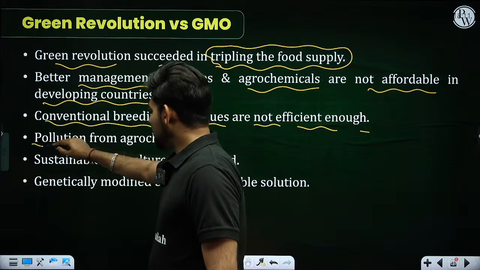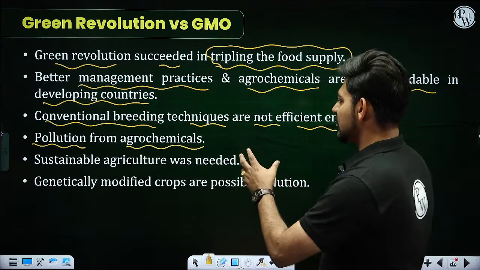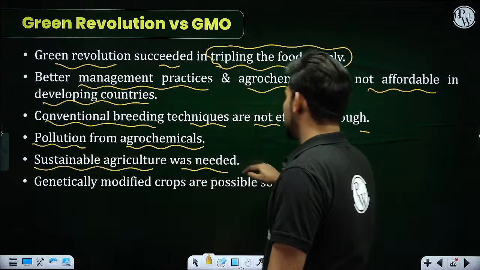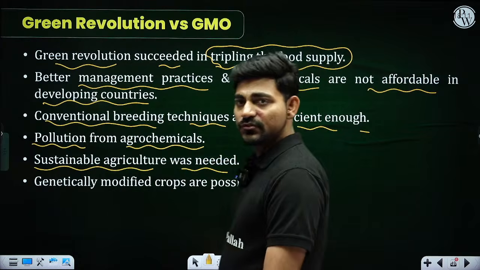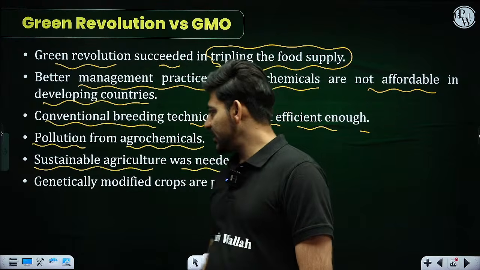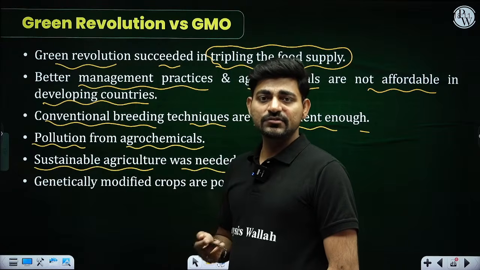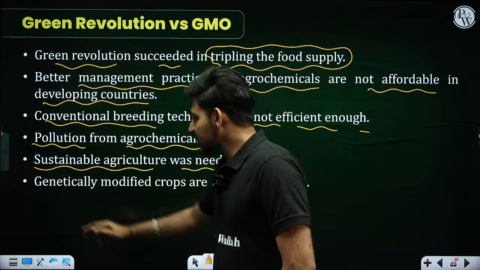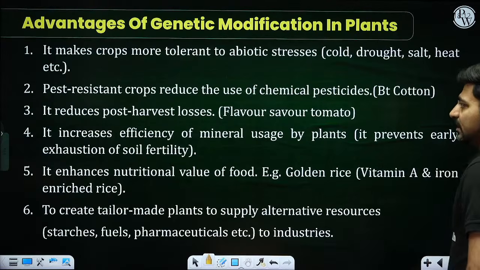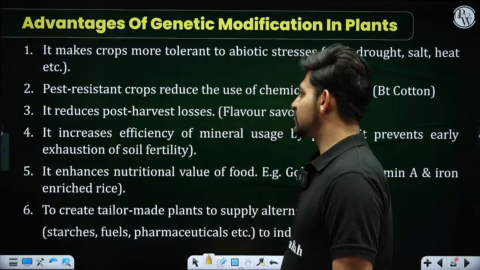Okay, there is a high chance of pollution if you use too much amount of agrochemicals, and sustainable agriculture was needed. Now, if you use fertilizer and pesticide, that is not a sustainable form of agriculture. You need to use something which is eco-friendly. So, that is why genetically modified crops are a possible solution. Again, you know that organic farming is expensive for those farmers.